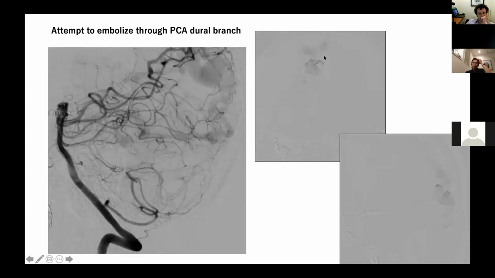And we managed to get the catheter right. Actually, we could go right into the pouch with the magic catheter. But the only thing we can use is the glue. So this is the injection. This is, I think, the AP view. I think it was a good injection.